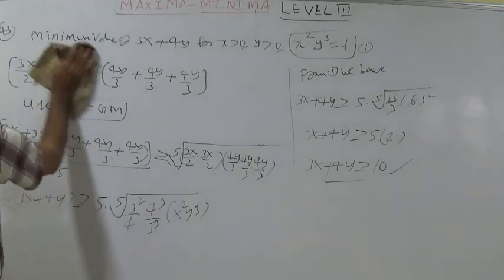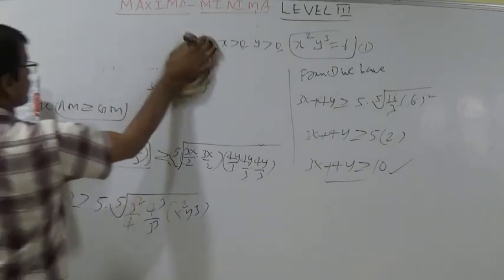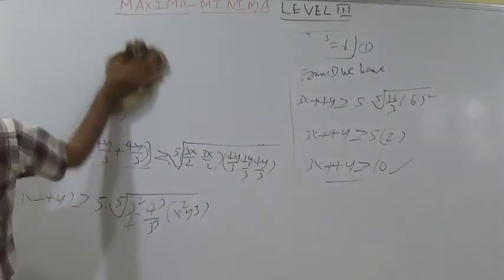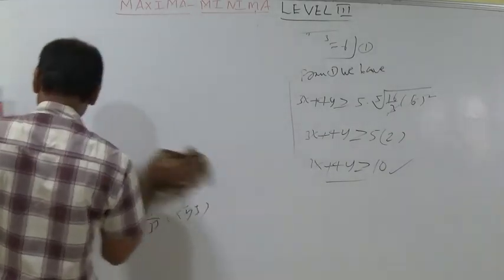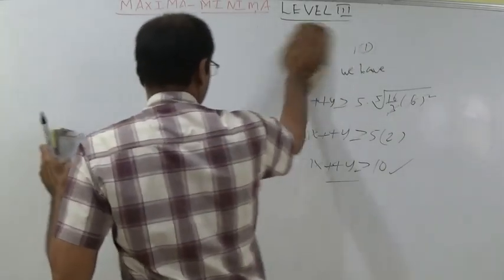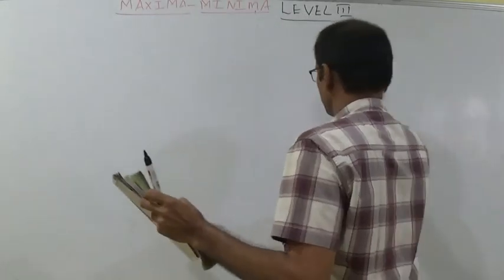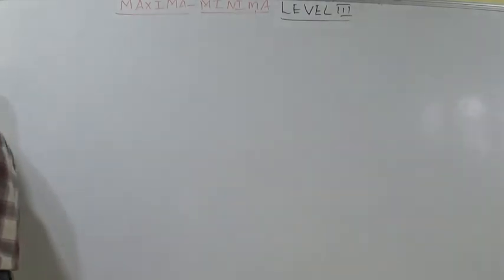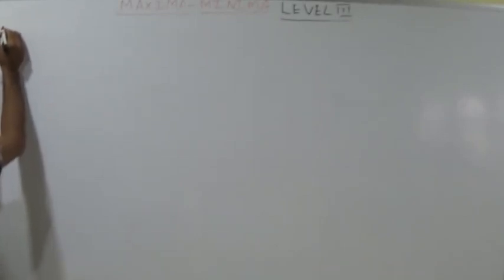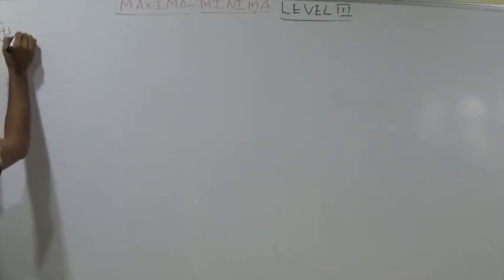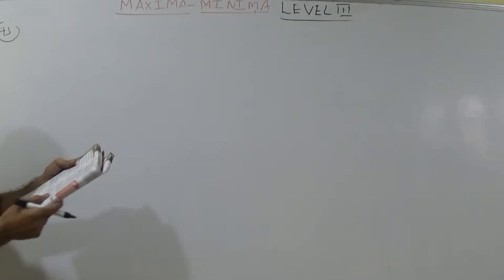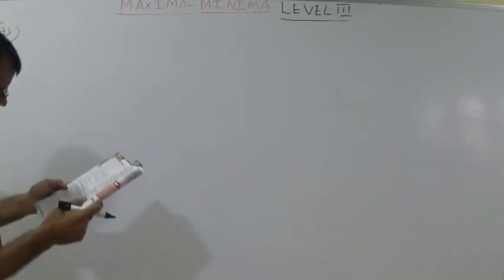42 completed, 43 completed. Let us discuss the 44th question. The 44th question is a different model question. It depends upon the minimum and maximum concept. 42 completed, this is 43.